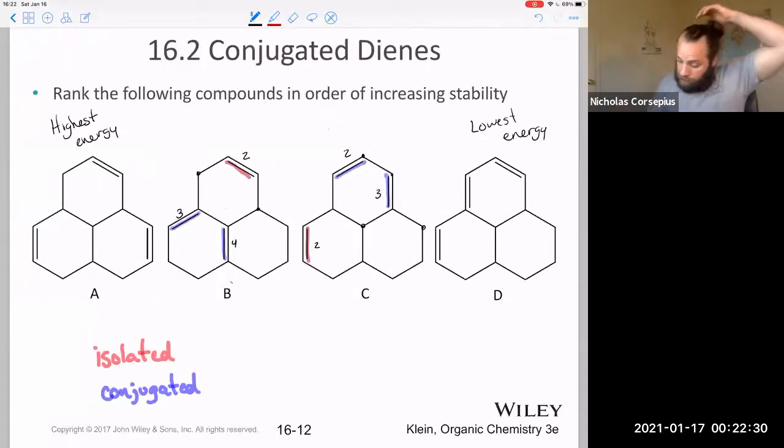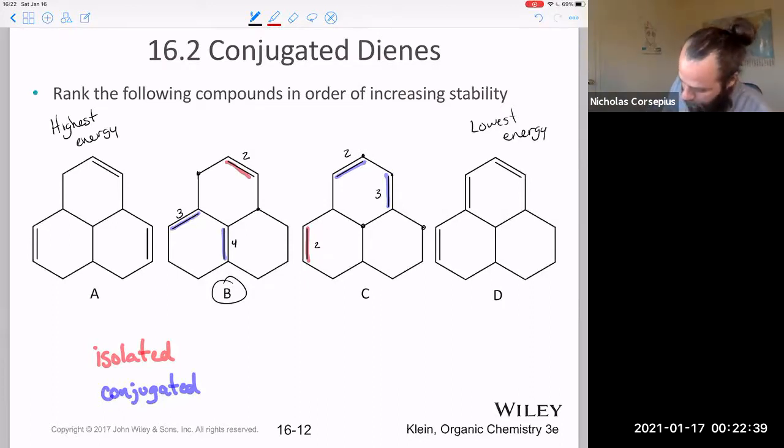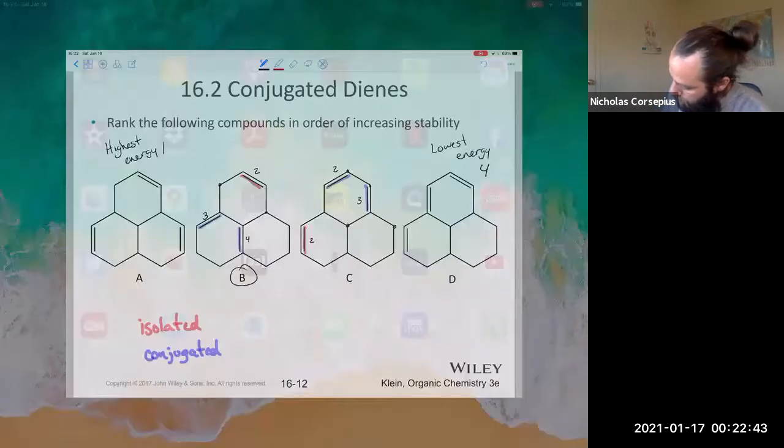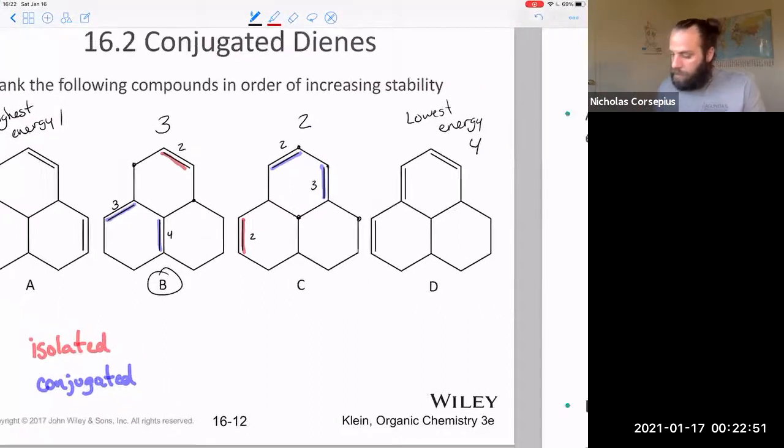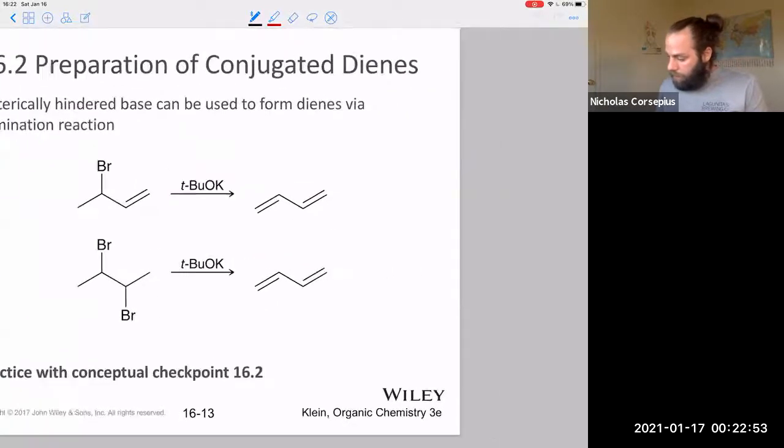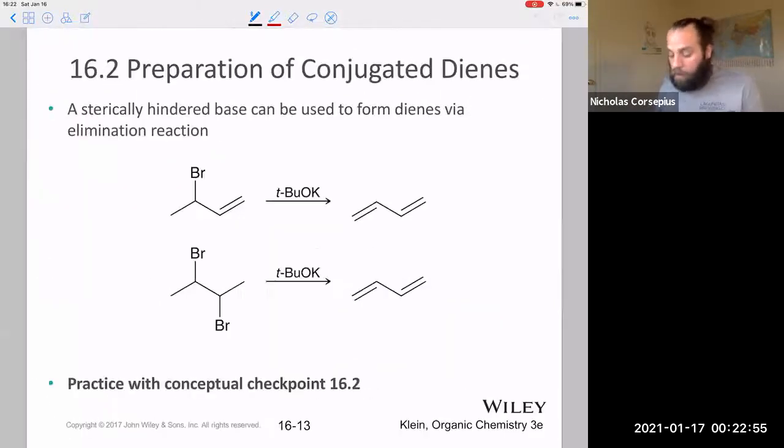So now you can see that B is going to be the next lowest energy because it has the more highly substituted double bonds. So in terms of ranking them, this is the highest, this is the lowest. This will be 2 and this will be 3 in terms of high to low energy. Okay, now preparation of these conjugated dienes.